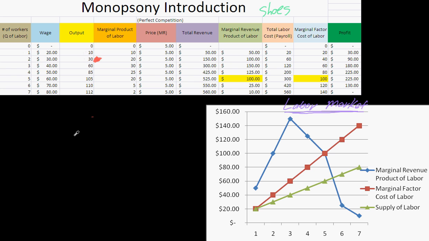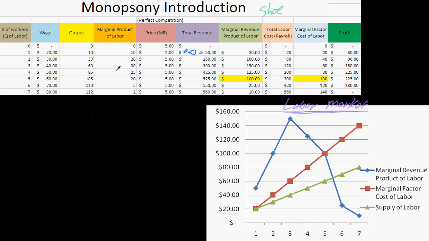So I'll erase those, and we're going to jump to marginal revenue product of labor. Really quickly, we know price I gave you. Total revenue is just price times quantity, so this is equal to P times Q. Our price was $5 and our quantity was 10 shoes. And 5 times 10 is 50.